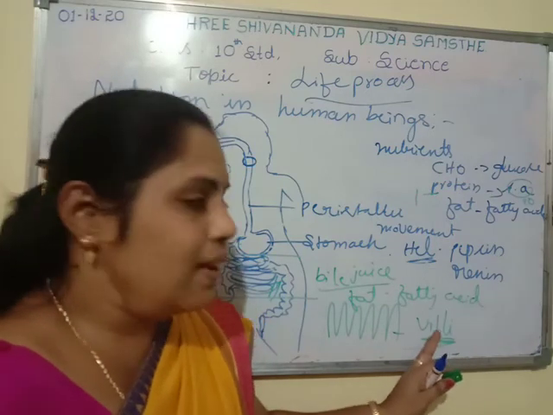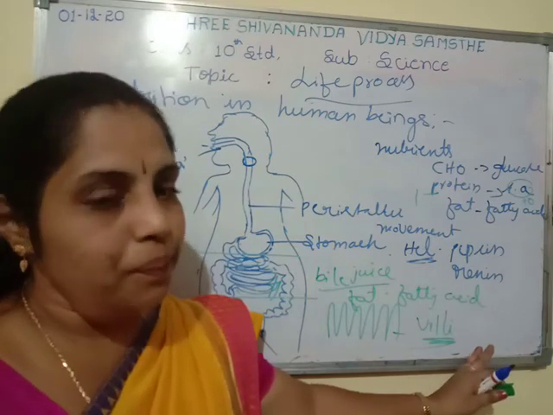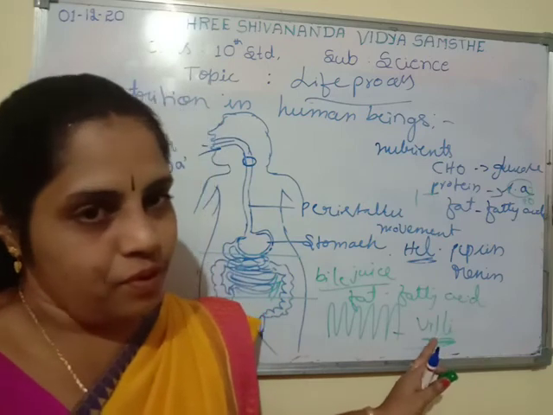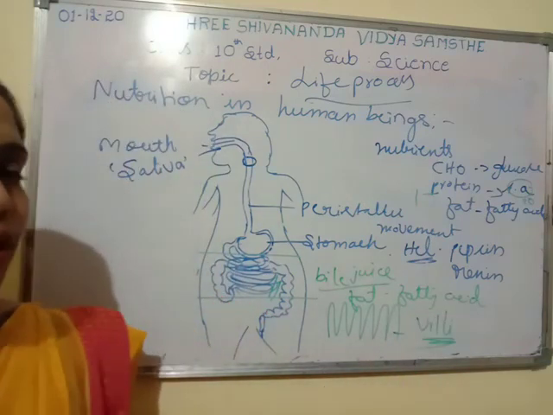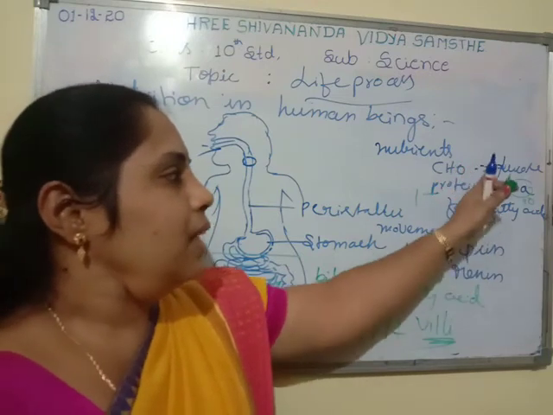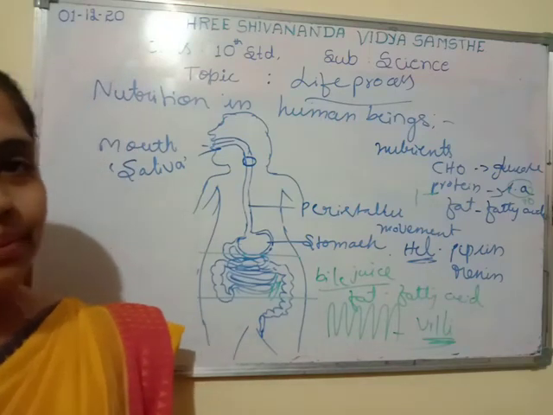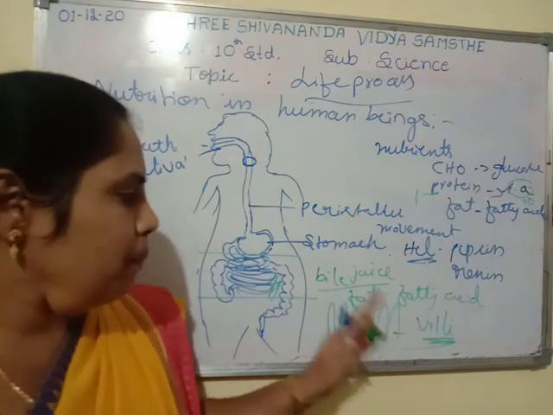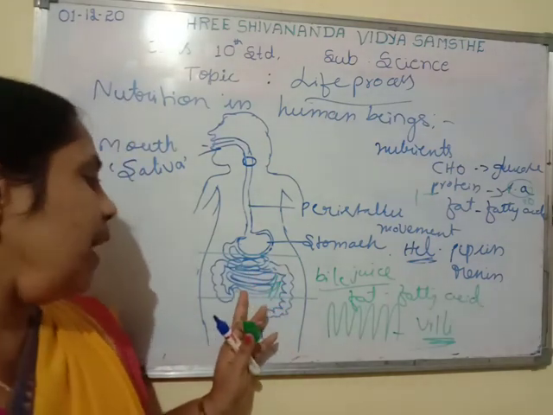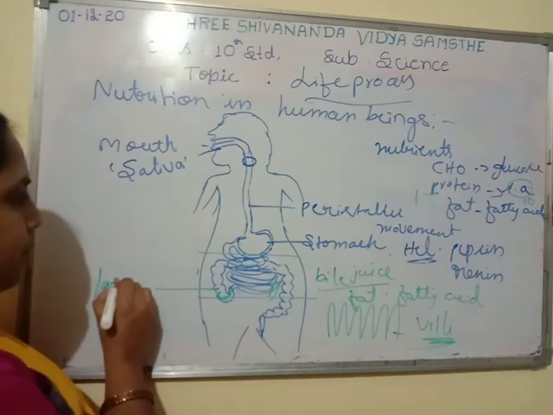Okay, so this helps in the transfer of digested food into the blood. ಇದು ಬ್ಲಡ್ಗೆ ಸೇರೋದಕ್ಕೆ ಹೆಲ್ಪ್ ಮಾಡುತ್ತೆ. So absorption of digested food, absorption of nutrients, that is carbohydrate, protein, fat, all these are absorbed by the villi. ಇದು ಡೈಜೆಸ್ಟೆಡ್ ಫುಡನ್ನು ಅಬ್ಸರ್ವ್ ಮಾಡ್ಕೊಳ್ಳುತ್ತೆ. Okay, that is the main function of the small intestine. So next what happens, undigested food goes to the large intestine.